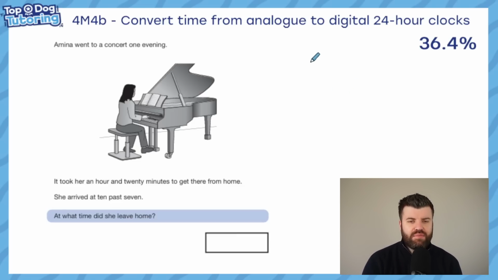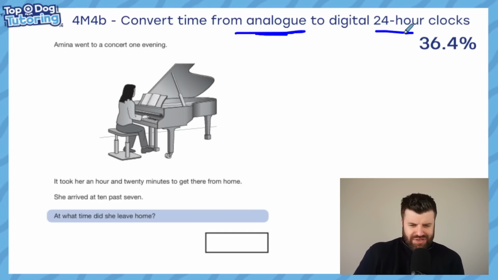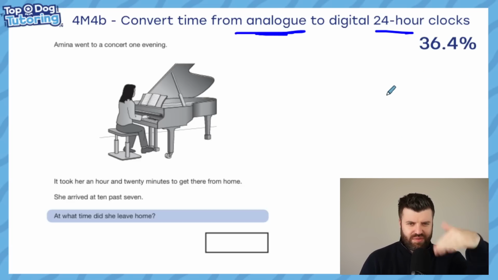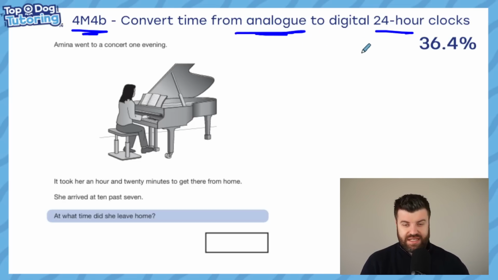Now, as we read it, you might have the same thought that I did. Amina went to a concert one evening. It took her 1 hour and 20 minutes to get there from home. She arrived at 7:10. At what time did she leave home? Are you thinking the same thing as me? Where's the analog clock? Where am I converting it into digital? An analog clock has a face and it's got hands and it goes from 1 to 12. What I think is going on here, and I can only guess because this is the official tag that was given to this question, is that they clearly think it fits in here somehow.